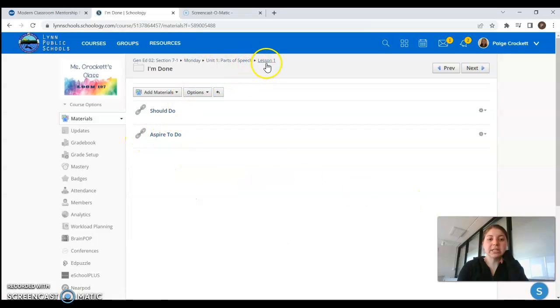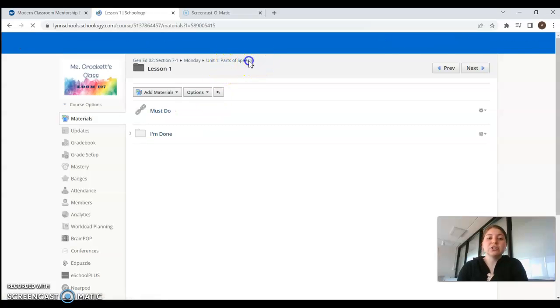The reason why I put this on a separate slide than the must do was because it will take away the feelings of some students who might get overwhelmed or stressed to see must do, should do, aspire to do when they only might get the must do done. And then when they click I'm done, maybe they don't get to these, and that's okay.